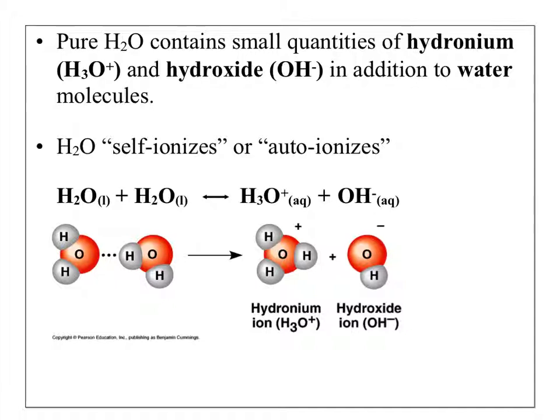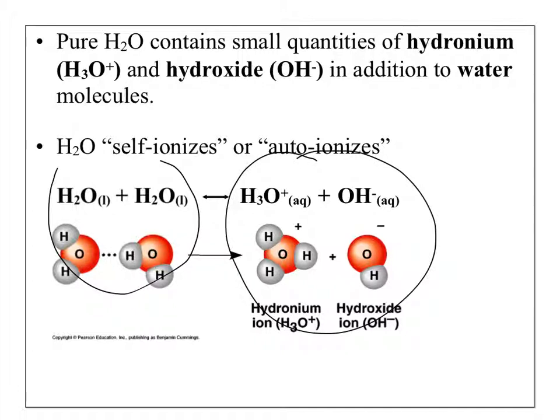So why is pH based on the hydronium ion concentration? Well, it all has to do with the auto-ionization of water. Water doesn't just contain water molecules like we see here. Water also contains small quantities of hydronium and hydroxide, like we see here. So what happens with water molecules is one water molecule donates a hydrogen to another water molecule. So we're left with something that's missing a hydrogen and something that has gained a hydrogen. So hydroxide and hydronium.